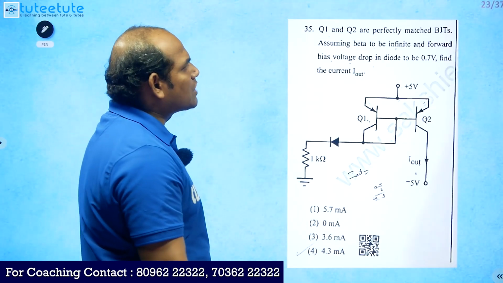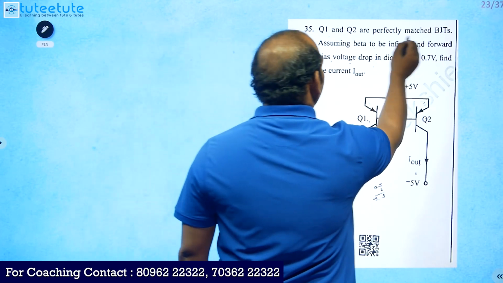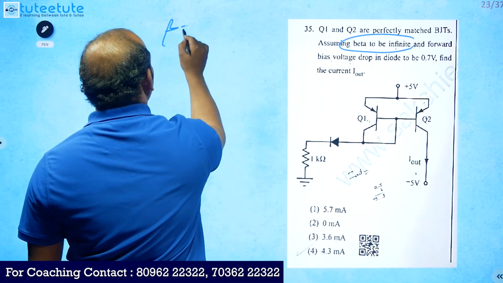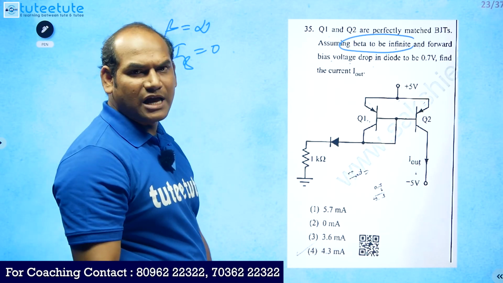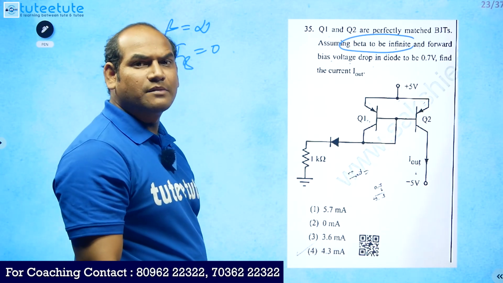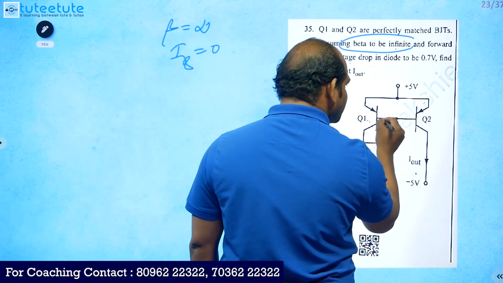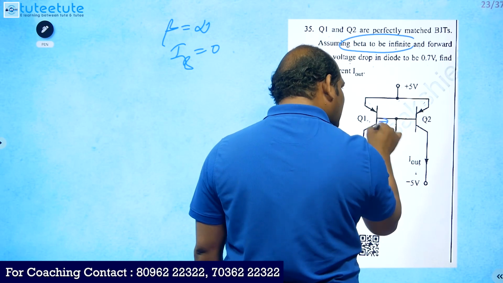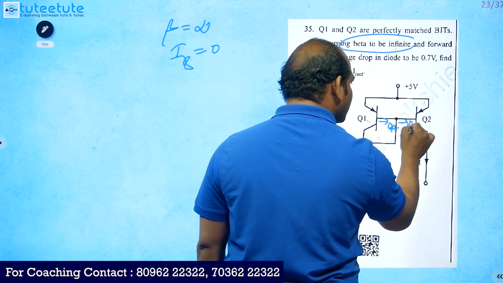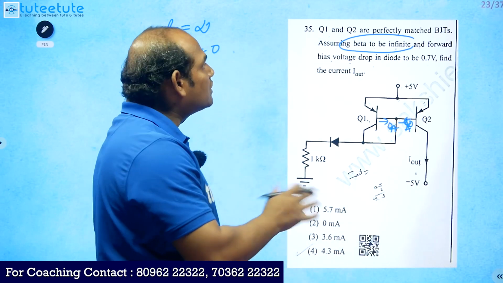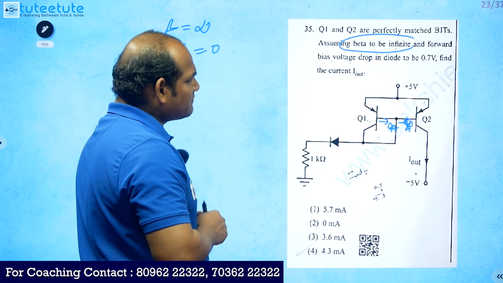Next, Q1 and Q2 are perfectly matched BJTs, assuming beta is infinite. So beta is infinite. Whenever we have beta infinite, you can take base current equal to 0. Beta is equal to IC by IB. Since beta is very large, we can take base current as negligible, base current is equal to 0. So immediately we can take the current available at this base as 0. The current available at this base is also 0, because that property is available for these two transistors Q1 and Q2. And forward bias voltage is 0.7, find the I out.